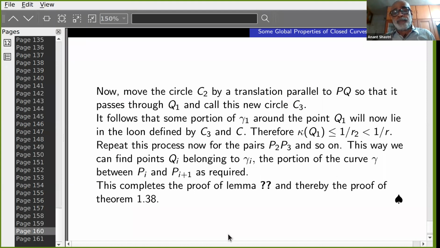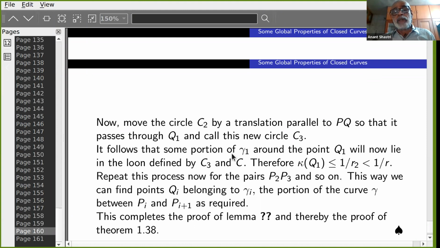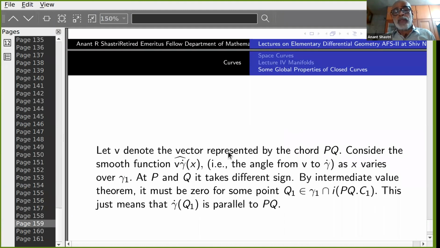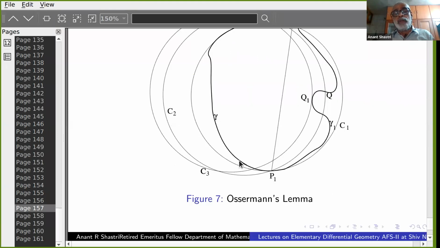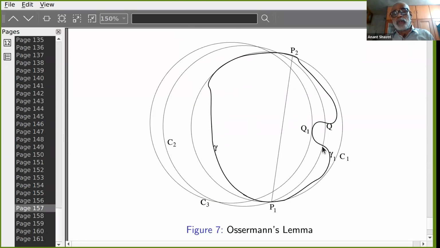Again, the picture is only a guidance, but you can do without the picture also. Once it's tangential, it started with some portion intersecting. Now it must be on the other side of PQ. This is C1, C3, that was C1. They intersect somewhere. This small portion must be on the other side. This is tangential here.